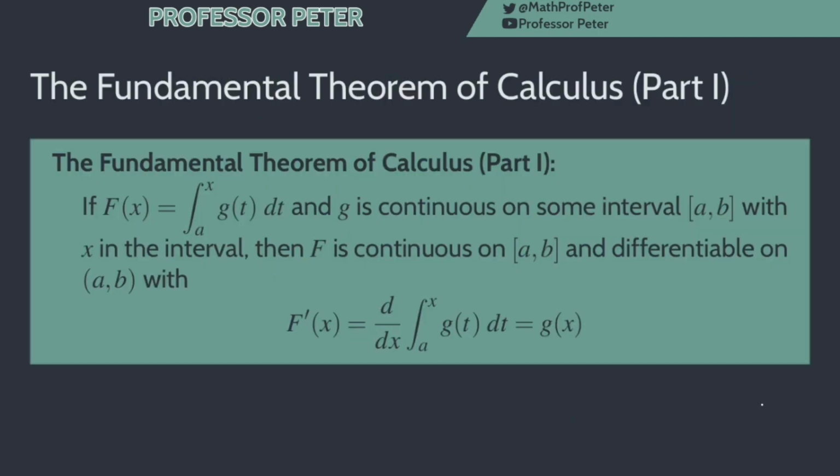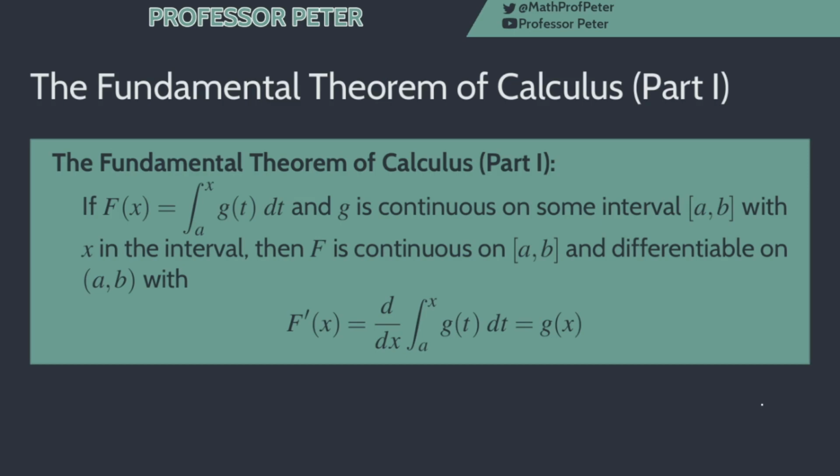And here's the fundamental theorem of calculus part 1, the part that we're going to look at specifically. So notice this is not the part that says find the antiderivative of your integrand and evaluate it at your limits of integration. No, this says if capital F of x is an area function, an integral from some constant a up to variable x of some function g of t dt, and g is continuous on some interval a to b with x in that interval, so x is a variable that's going to take on values between a and b, then capital F of x is continuous, and differentiable on that interval, with the derivative being exactly this.